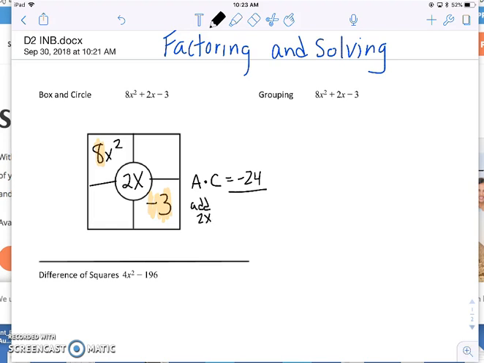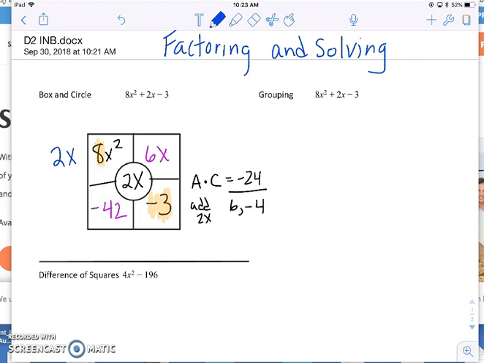So I look at this and I think 6 and negative 4. 6 times negative 4 is negative 24, and you add them and you get 2x. So we're going to take those and we'll write them in these other corners. And then we have to factor and find the outside. So what is the greatest common factor of 8x squared and 6x? Well, 2x goes into both of those.